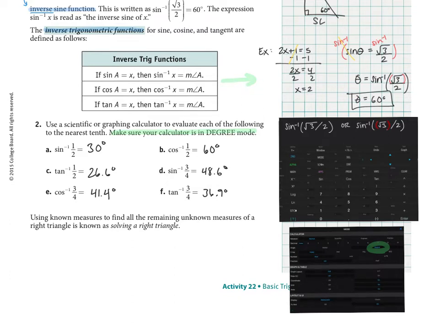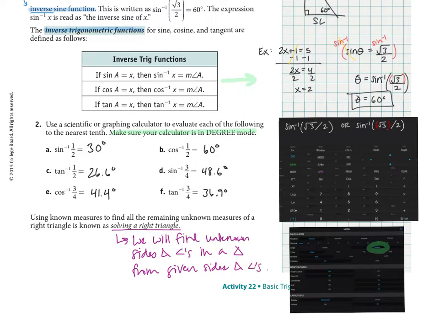So using known measures to find all the remaining unknown measures of a right triangle is known as solving a right triangle. So what we're saying here is that we can now use the given pieces that we have and solve a right triangle to find unknown side lengths and unknown angles. So here I'm going to clarify: we will find unknown sides and angles in a triangle from given sides and angles.